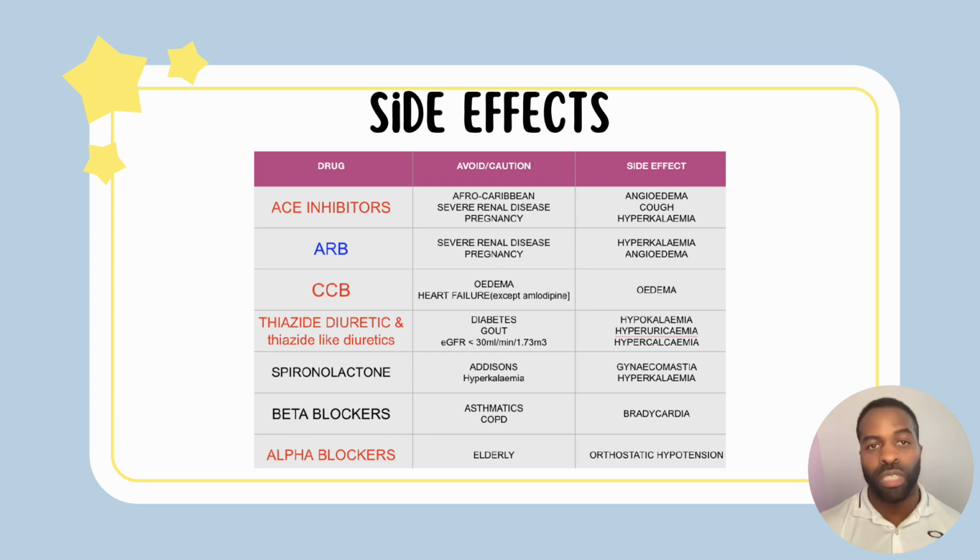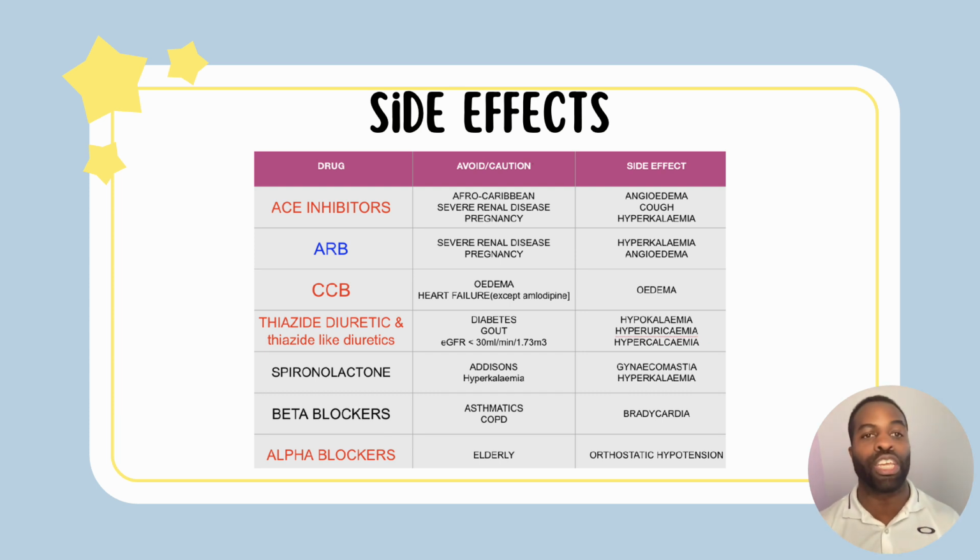When it comes to calcium channel blockers, definitely swelling, edema, avoiding heart failure patients. You could give amlodipine to an extent, but generally we avoid calcium channel blockers in patients with heart failure. Then your thiazide diuretics, avoiding diabetics, patients that have got gout, eGFR less than 30. So these avoid and caution simply means it's not contraindications.